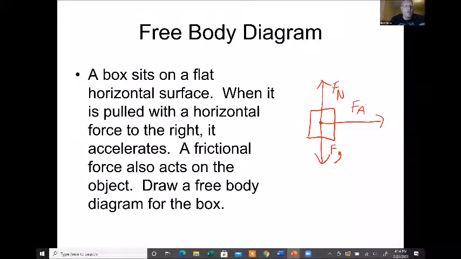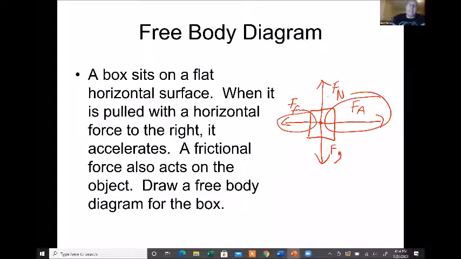It says there's also a frictional force, but it does tell us that this thing accelerates. Let's assume it's accelerating to the right. If it's accelerating to the right, when I draw in friction, we know that friction always acts opposite of motion. So I'm going to draw friction like so, as F sub F, and I make sure that this arrow is shorter than this arrow. That tells me that there's a net force acting to the right. That's my free body diagram. It lets me see that the only net force is a net force to the right.